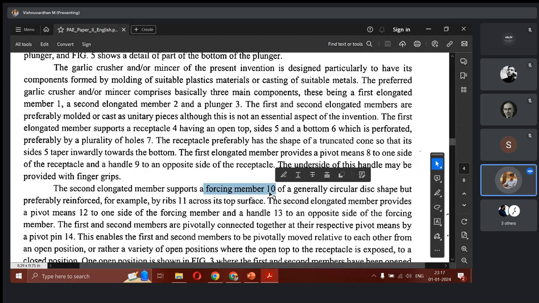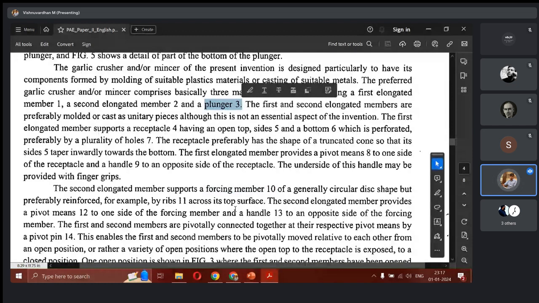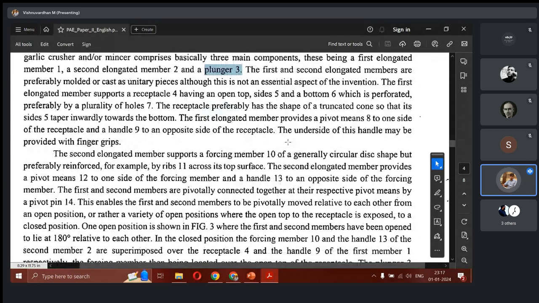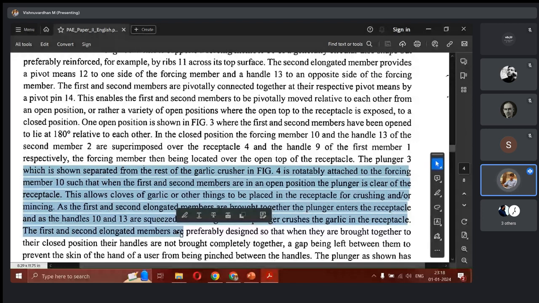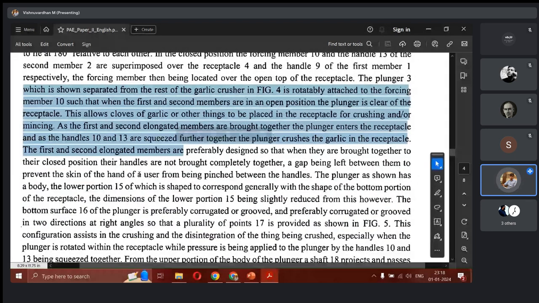Okay, and then claim number 2. Just take one of the items that we're talking about, the plunger. Make it the plunger. So write the garlic crushing device as mentioned in claim number 1, wherein the plunger, and then explain what the plunger does. So you'll have some more details over here about what the plunger does. See here, the plunger number 3, which is shown separate from this thing, is rotatably attached to the forcing member number 10. So this you can write as claim number 2. Okay. So claim number 2, take one element of claim number 1 and explain it slightly in detail based on what it does. Okay. Very simple. This is what you do. I'll explain it again in the second example now, what all to do in the steps.